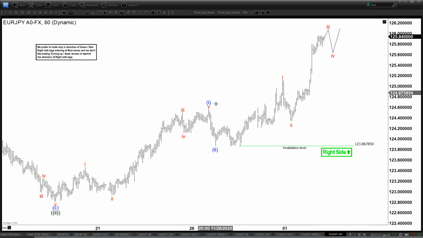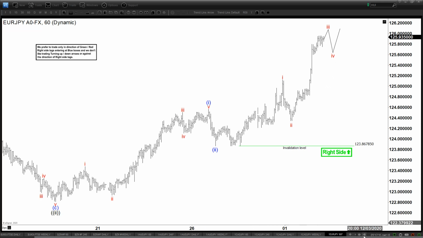Should subdivide into another 5 waves. So we have ended 1 of 3 here, 2 of 3 here, and now in the process of doing 3 of 3. So it's a pretty impulsive move to the upside. So simple. In the shorter cycle, as far as we stay above 123.8, we like more upside, and we do like the long side in the Euro Yen here.